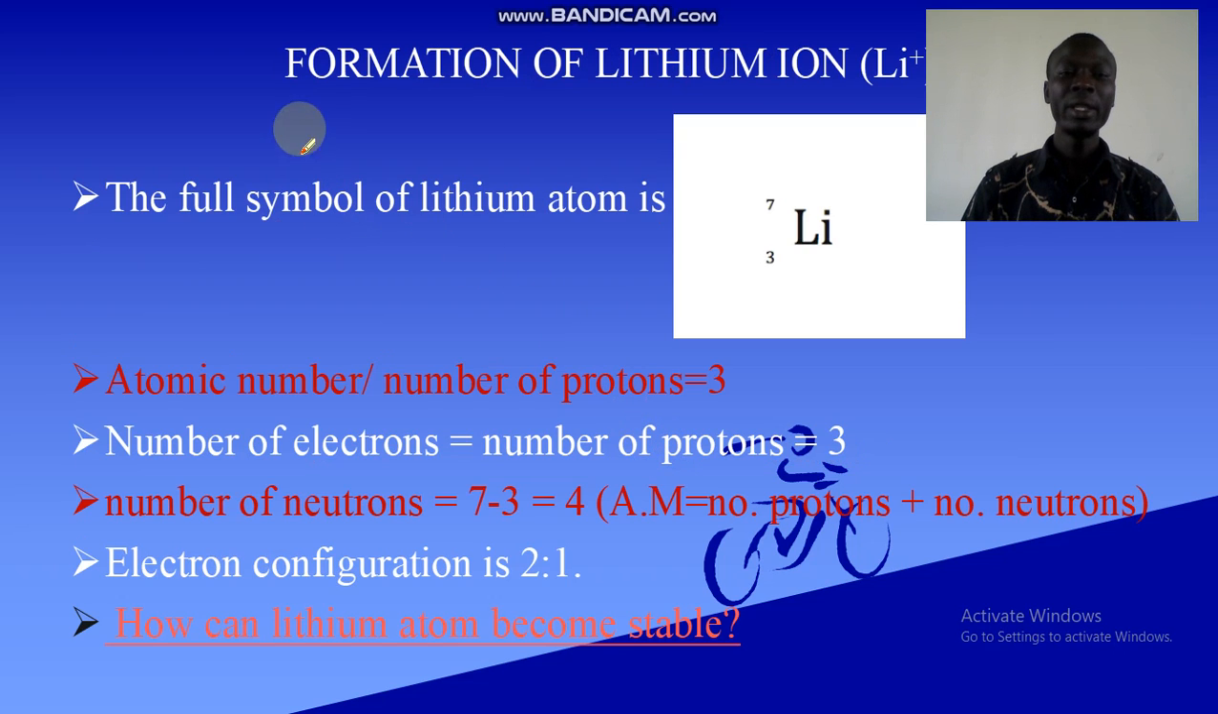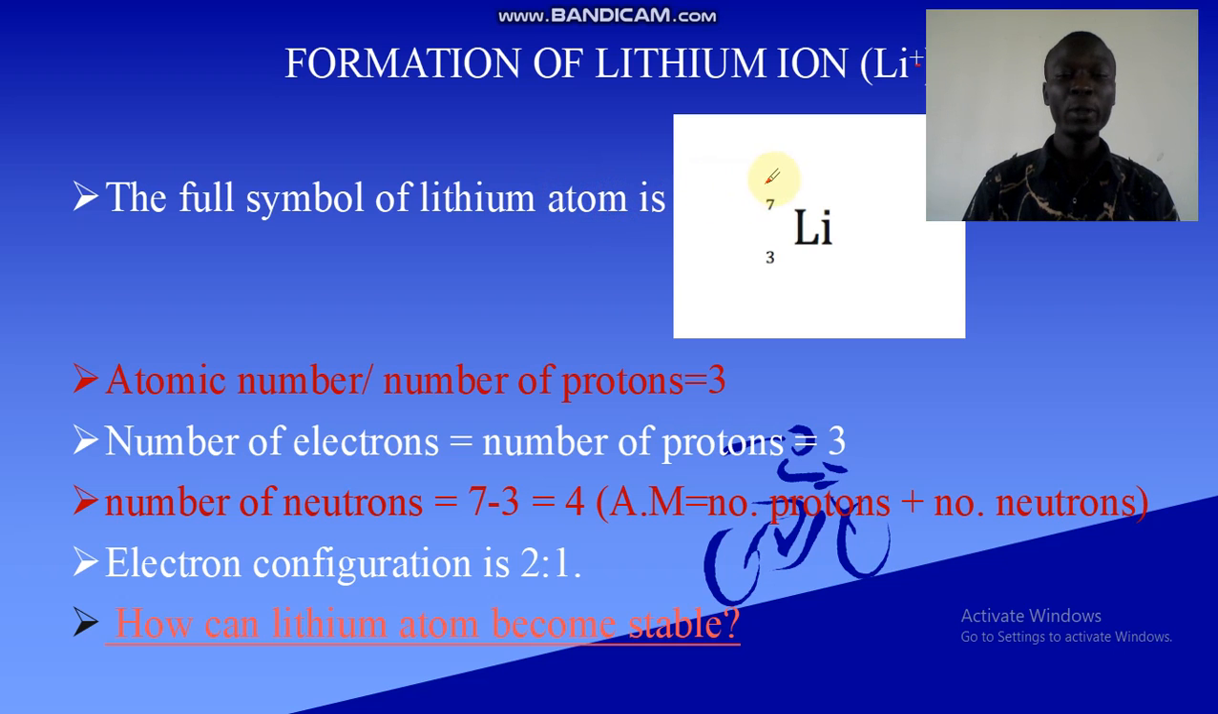So the question is, how is lithium ion formed? It has a charge of +1. How is it formed? To know which kind of ion is formed by an element, you must know either the group in which that element belongs in the periodic table, or its atomic number.